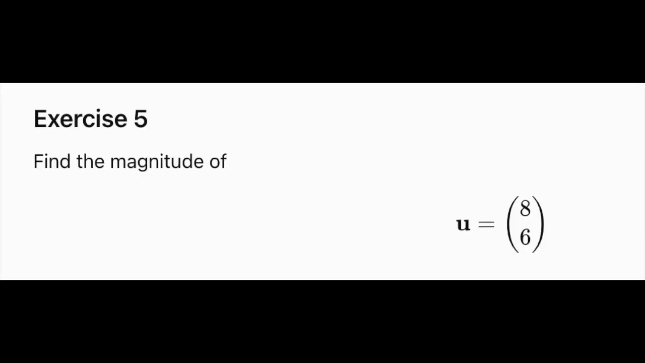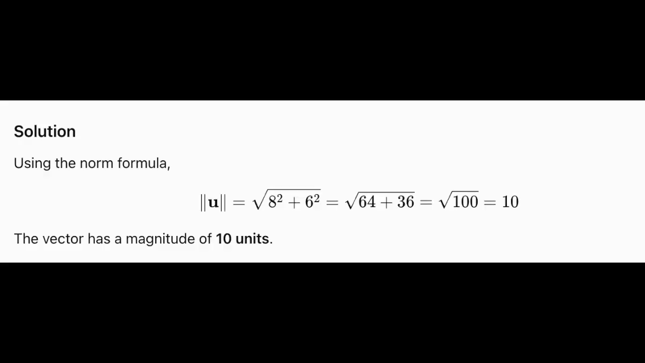Exercise 5. Find the magnitude of u equals (8, 6). Using the norm formula, the norm of u is the square root of 8 squared plus 6 squared. Then it's the square root of 64 plus 36, equal to the square root of 100, which is 10. The vector has a magnitude of 10 units.